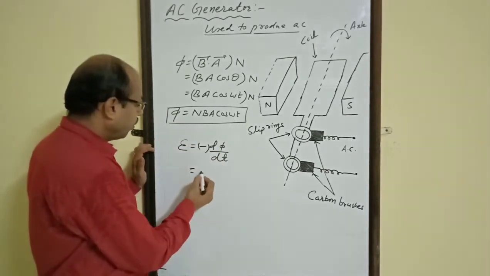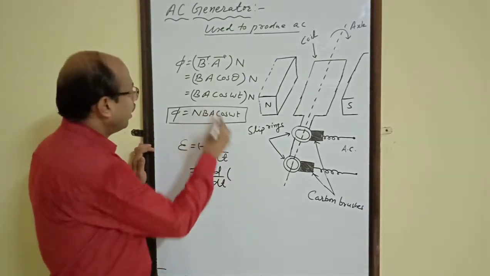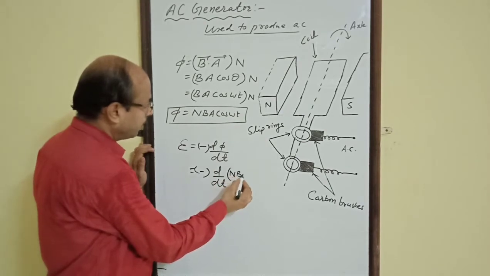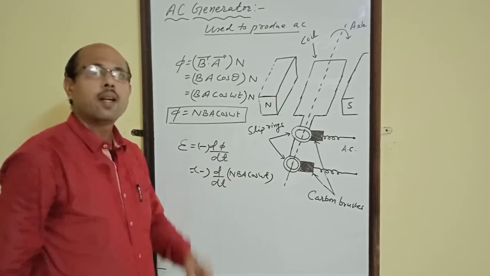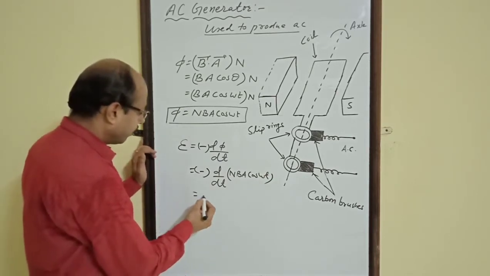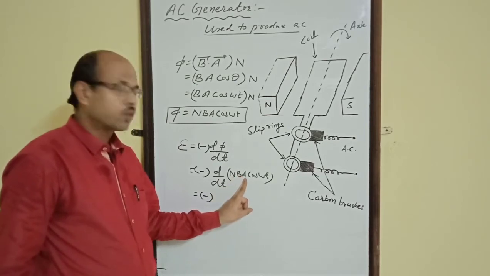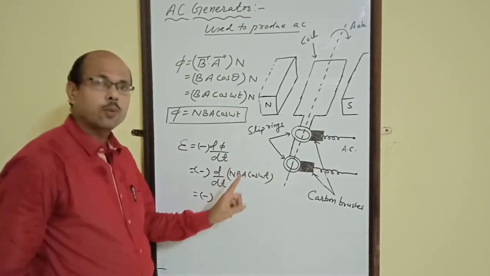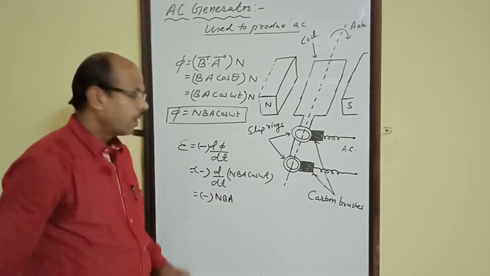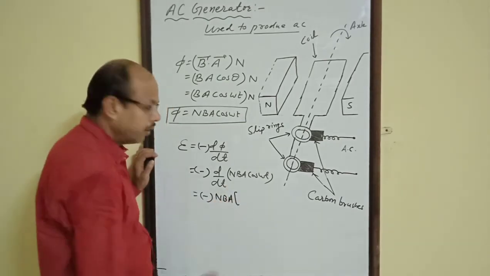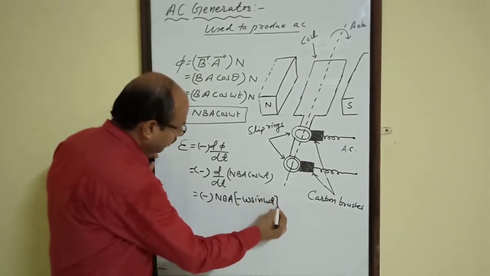Now what we have to do? Minus d by dt, and here we have to put the value nBA cos omega t. Now it becomes minus n constant, B constant, A constant. These are the constant quantities, therefore nBA. Now we have to differentiate cos omega t, that is minus omega sin omega t.